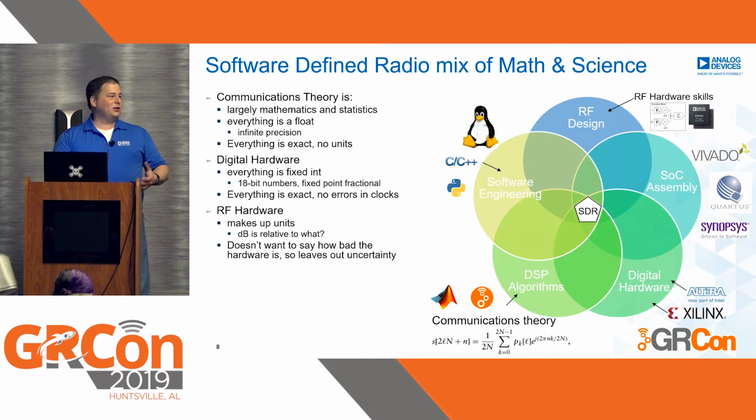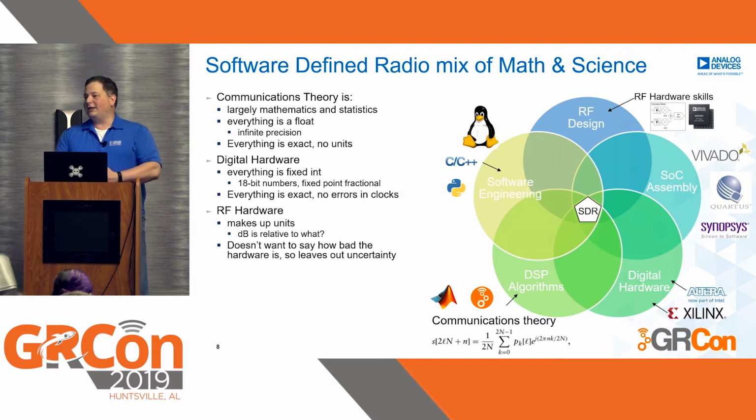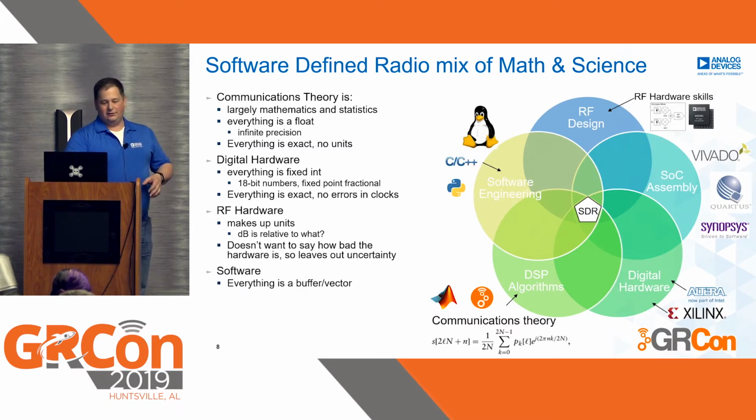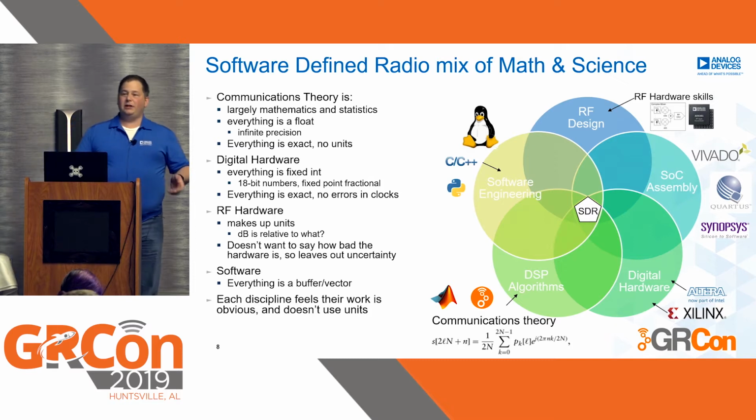On RF hardware guys, we're the best because we just make up our units. Because a dB is relative to what? And nobody really knows, and dBm is relative to something exactly, but a dB is relative to something else, and nobody knows why. And the other issue when it comes to clocks and things is we don't actually want to say how bad the hardware is, so we just leave that out. And in software everything is a buffer or a vector. And each discipline feels their work is obvious, and therefore leaves out the units. So this is a big challenge when we all try to communicate what we're actually talking about.